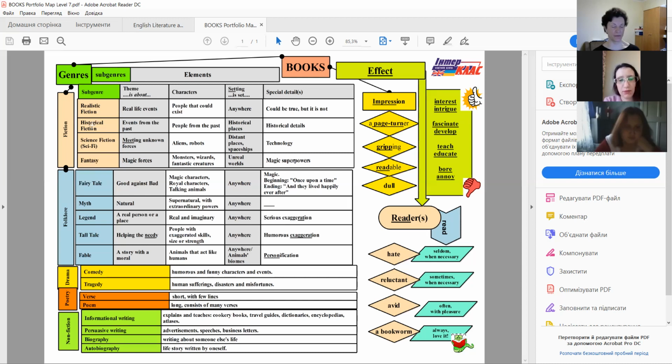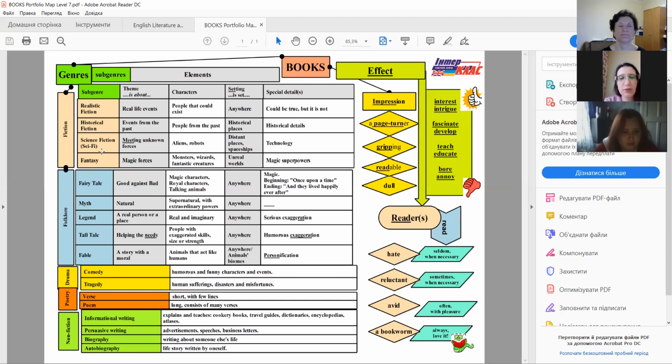And please do historical fiction. The theme of historical fiction may be about events from the past. The characters of historical fiction are people from the past. Historical fiction is set in historical places, and special details of this genre may be historical details. So a story about Robin Hood is not a historical fiction, but if it's a story about the times of Queen Victoria, there will be Queen Victoria, but she won't be the main character of the story. Good, thank you.